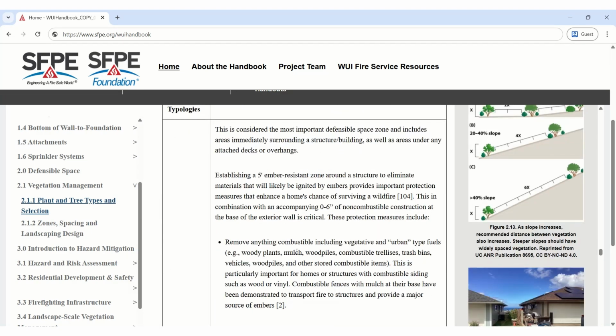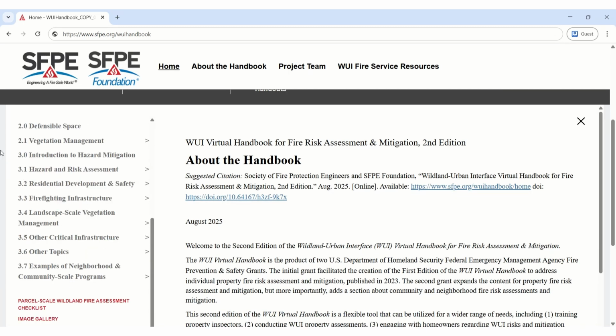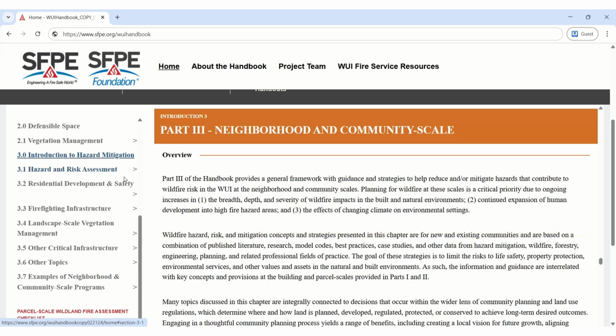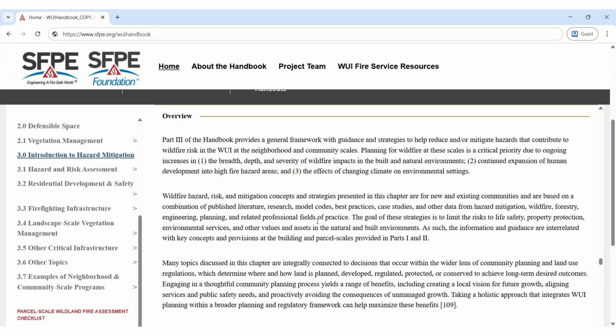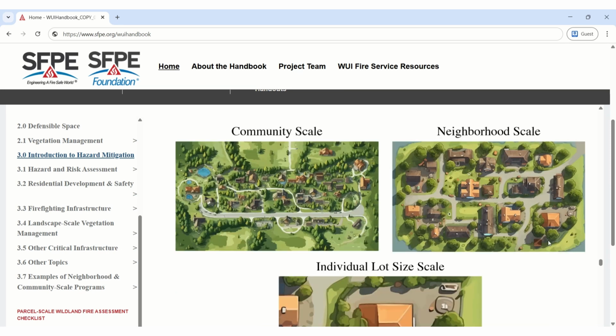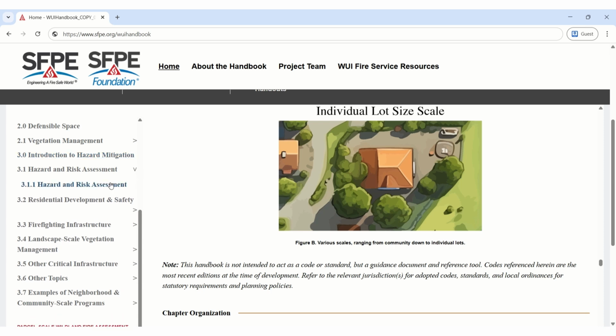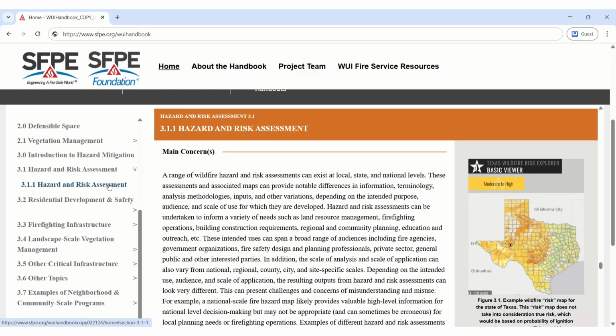Yet, using the first 2 sections of the handbook and implementing the recommendations at a single property may be insufficient unless neighbors and the larger community are also proactively mitigating the wildland fire risks. That is why the 3rd section, neighborhood and community level hazard mitigation, is the 3rd leg of the stool. The mitigation measures across a community and neighborhood are admittedly more complex because there are more stakeholders to engage.